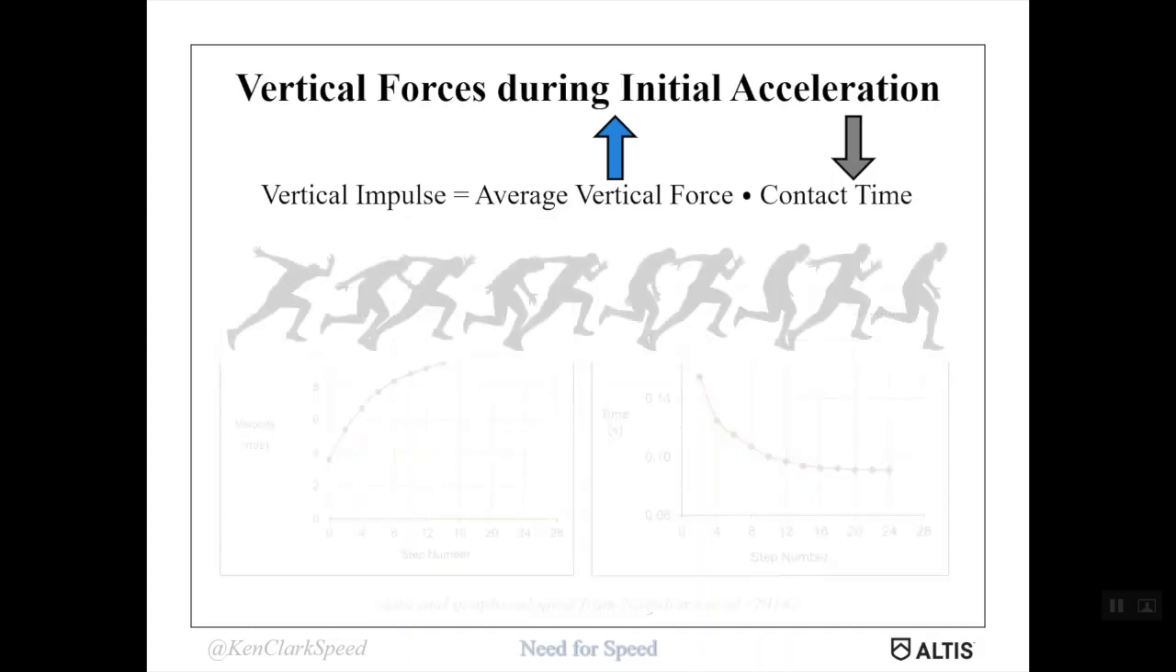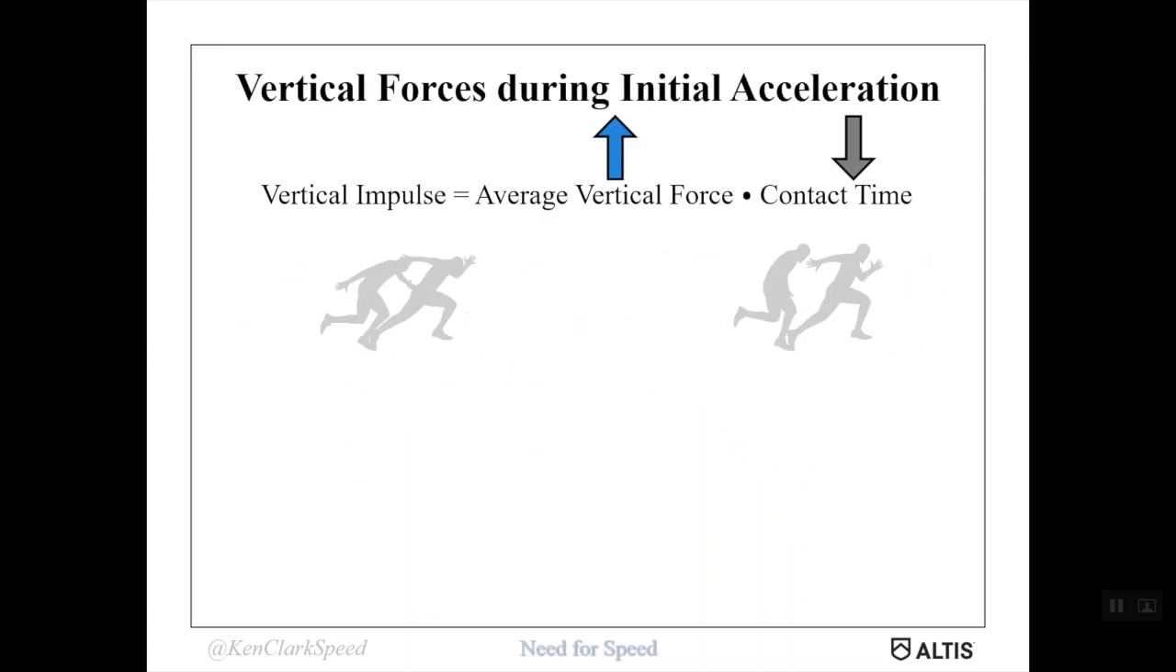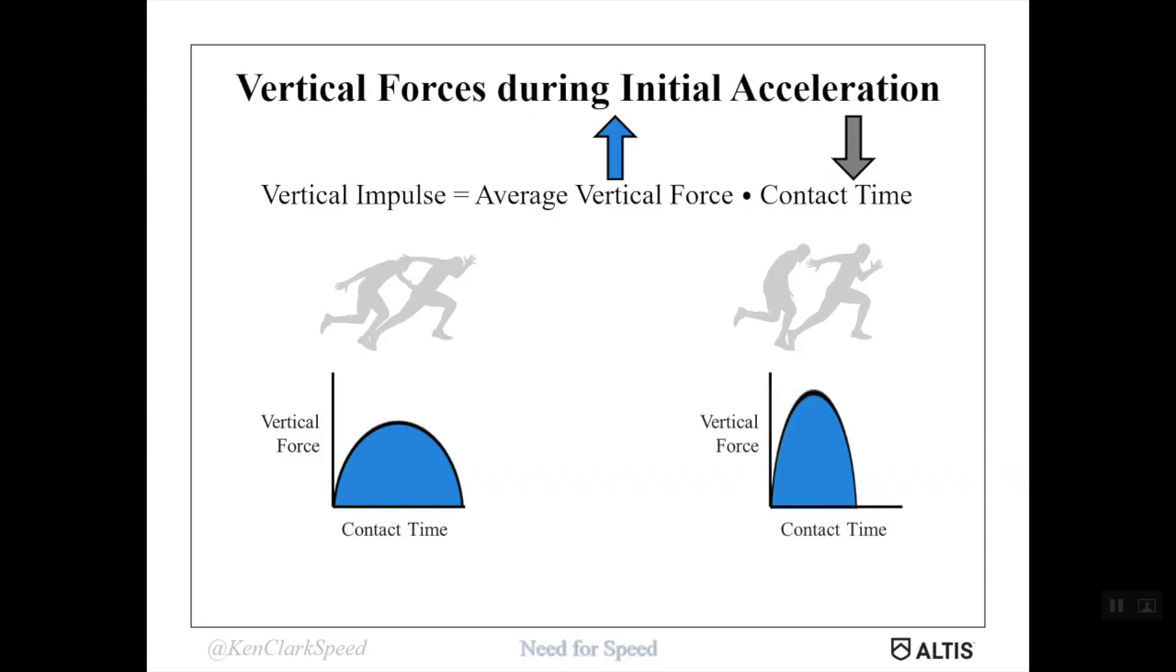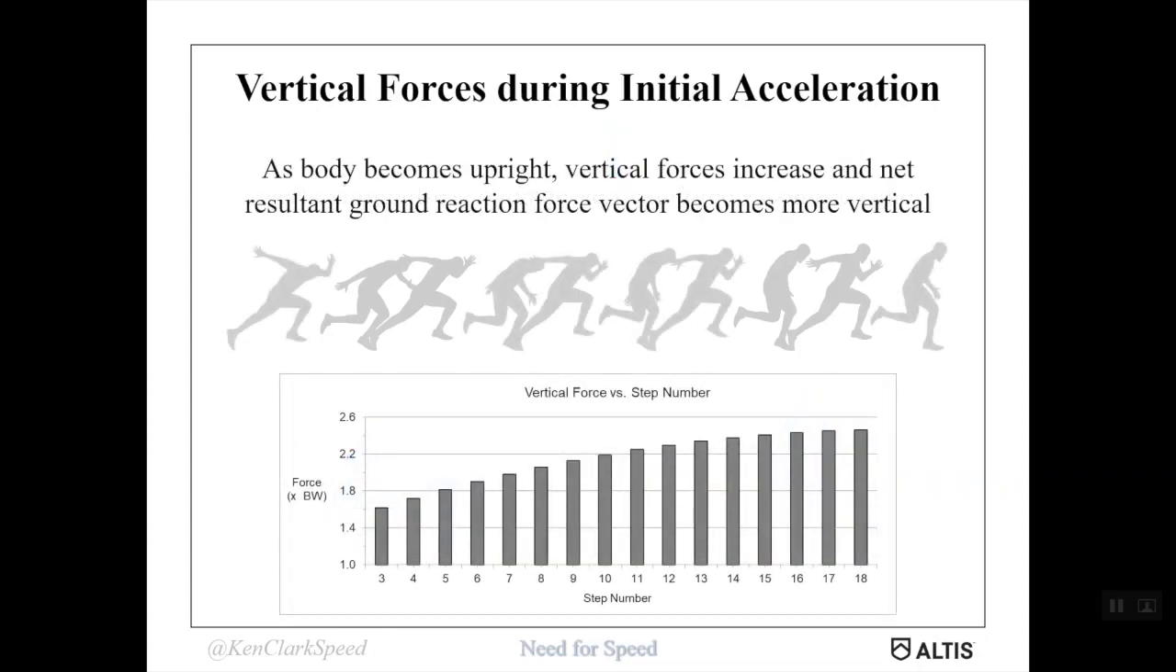What that means as it relates to the body posture and ground reaction force vector is that during acceleration, the vertical force will be relatively lower in the initial steps, and as the body posture becomes more upright and the ground contact times get shorter, the vertical forces will increase. It also means that vertical forces from step to step will look something like this, and the ground reaction force vector will become progressively more upright.